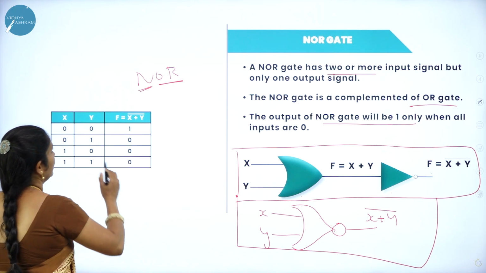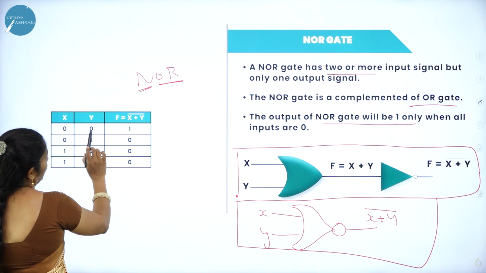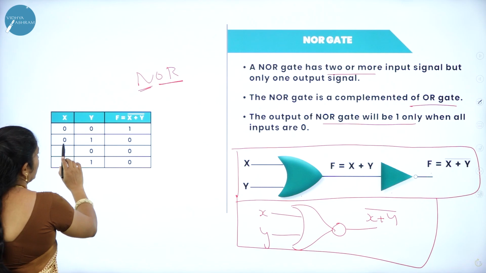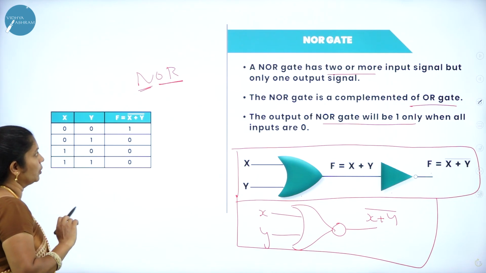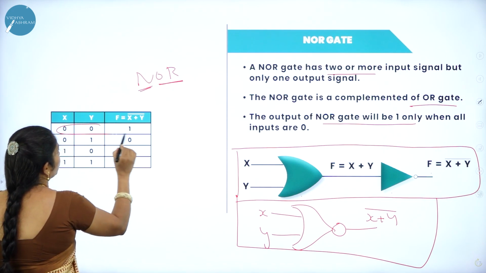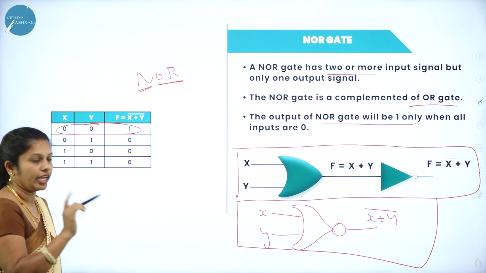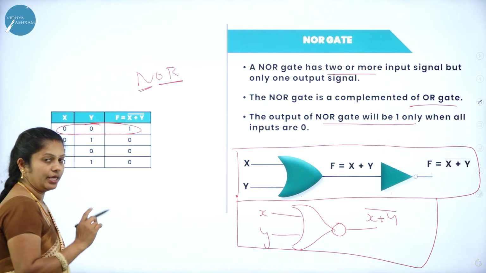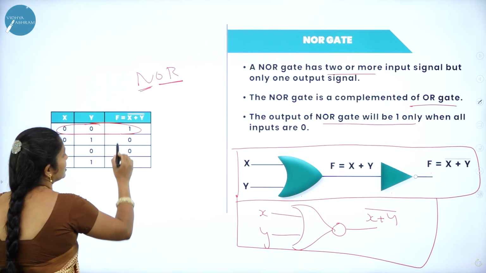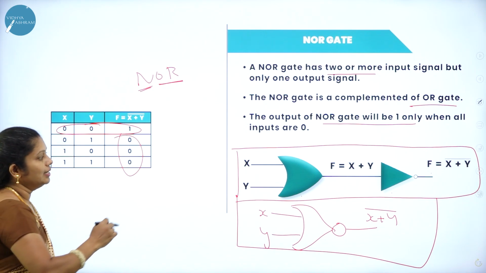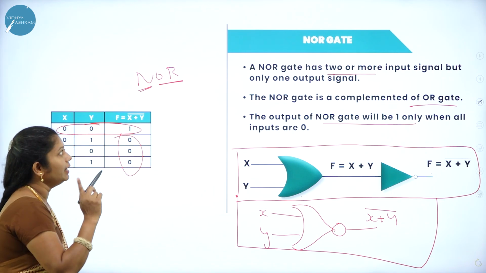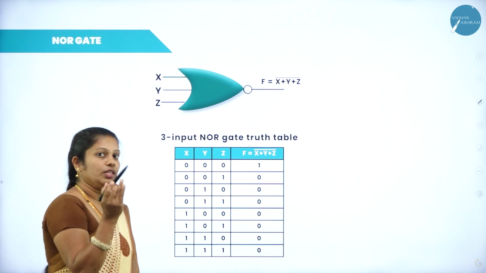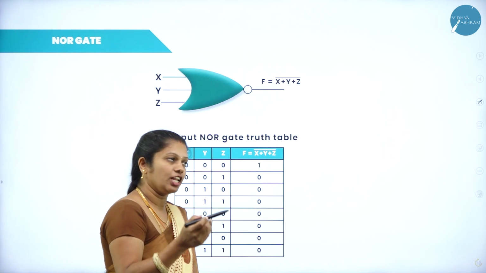In the NOR gate, 0 plus 0 whole bar is 1 here. 0, 1, 0, 1, 0, 0, 1, 1, 0. Here when the inputs are 1, the output is 0. If all the inputs are 0, then only the output becomes 1. Otherwise, here it is 0. Now, is it clear? This is the symbol for 2 variables and this is the truth table for 2 variables in the NOR gate. In the same way, in the exam, they are going to ask for 3 variables also.